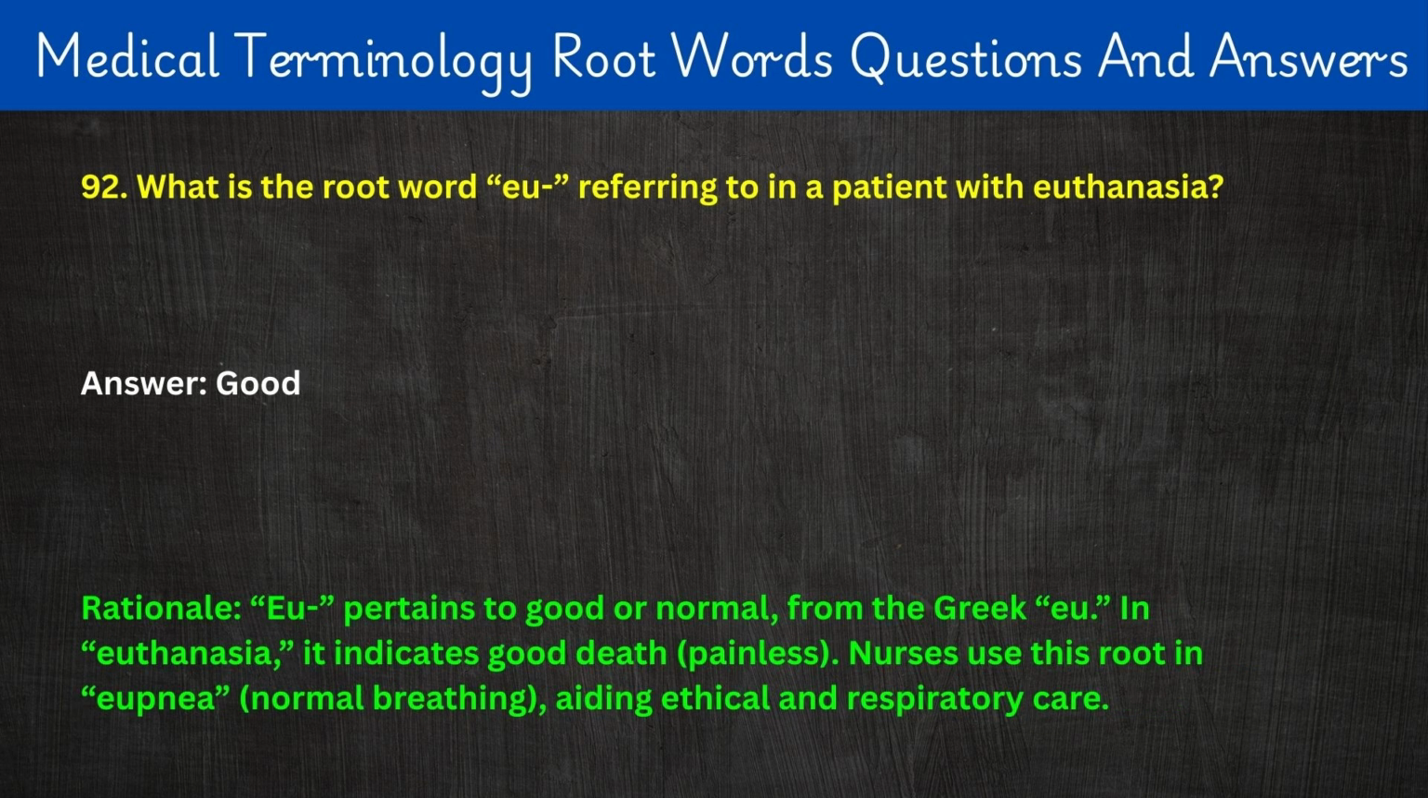92. What is the root word eu- referring to in a patient with euthanasia? Answer: good. Rationale: Eu- pertains to good or normal, from the Greek eu. In euthanasia, it indicates good death, painless. Nurses use this root in eupnea, normal breathing, aiding ethical and respiratory care.